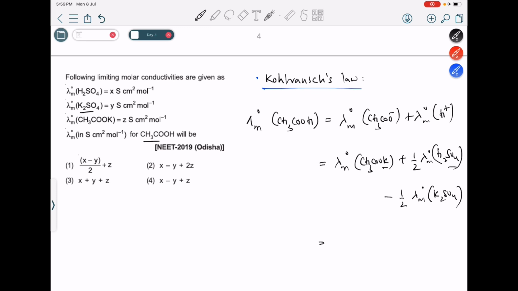We simply substitute these values which are given to us, and we are done with this question. So for potassium acetate the value is Z, and for H2SO4 the value is X, and since we are multiplying it by 1 by 2, our value is X by 2. Then minus K2SO4 is Y, so it is Y by 2. So what is the final answer? It is Z plus X minus Y by 2. That's it. So this is our answer.